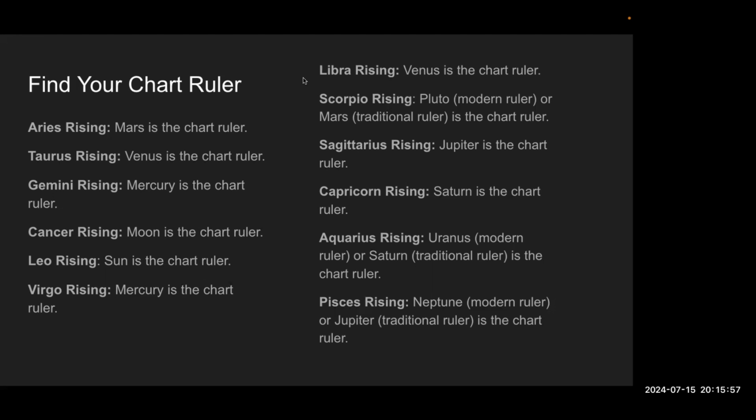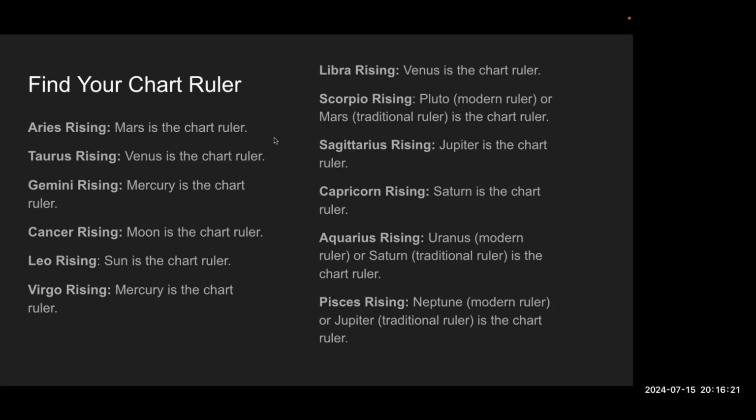It's in the first house, correct? Yes, you're going to want to look to the sign of your first house, and then you'll want to use this chart here to find the ruler. Is there a specific site that you guys are getting the charts from? Yes, it is astro.com. Sorry about that. Thank you. Oh no, you're very welcome and no worries.